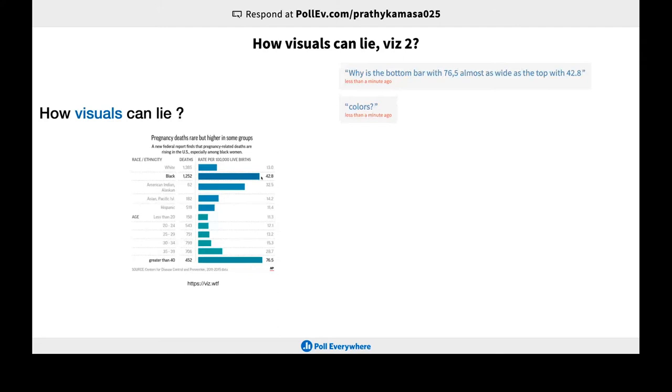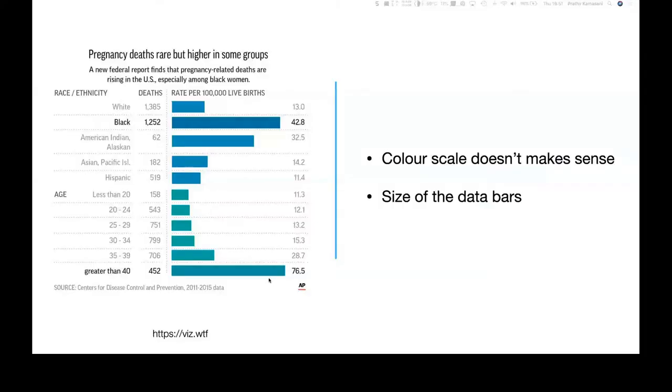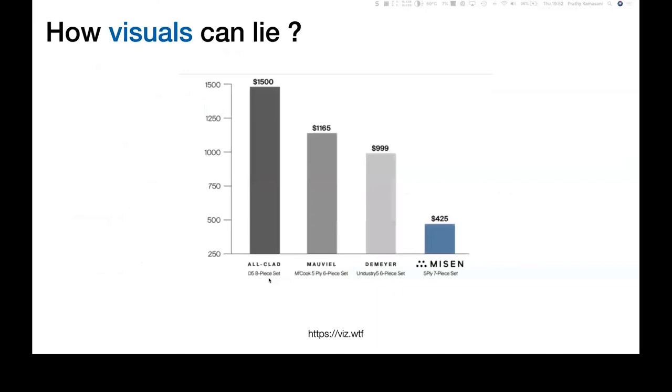Very good point. Yes, that's exactly what I wanted to highlight. So yes, the color scales don't make sense, and also the size of the data bars. There's also the amount of data they are showing on this slide. There is a lot of data, and the kind of colors they're using doesn't actually explain a lot. Then there's the sort order, and various other things you could talk about with this one. But if you don't have that explanation next to it, it can fool us. And there's one last one.